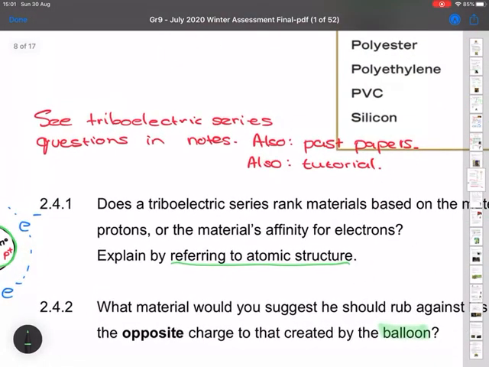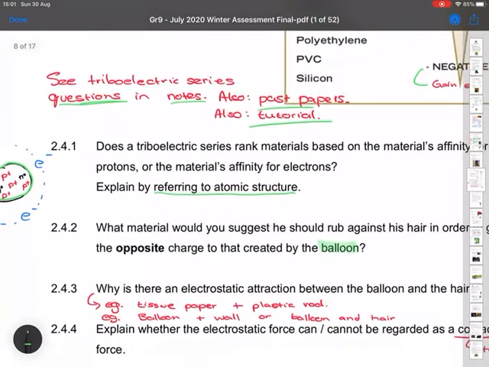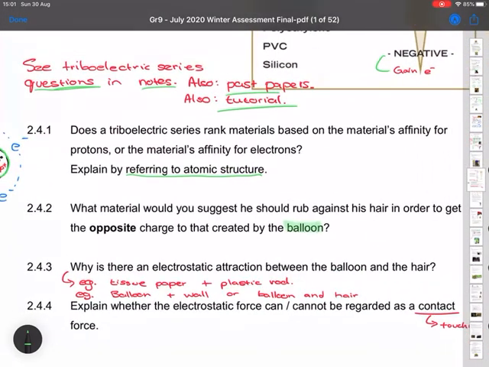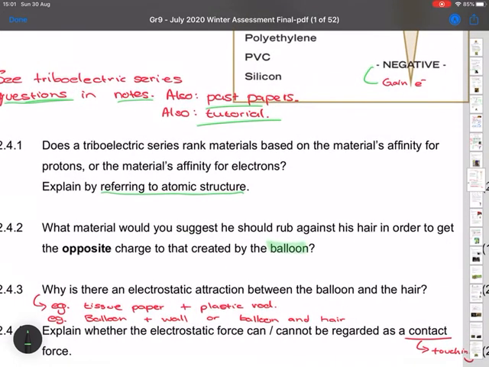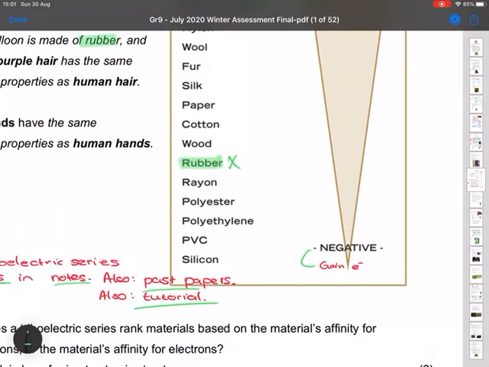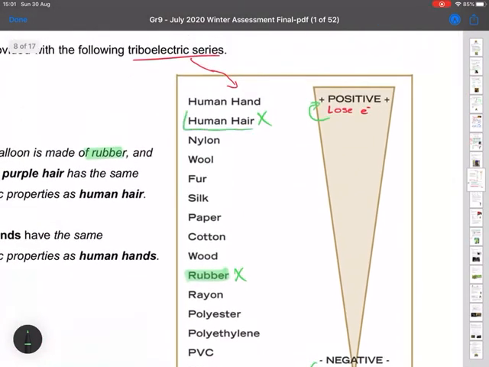It's a good idea, if you're battling a little bit with this, to see the triboelectric series questions that are in your electrostatics notes and the past papers and the tutorials that we gave you. These are very similar questions all the time. What material would you suggest he should rub against his hair in order to get the opposite charge to that created by the balloon? So here's hair in the green box, and there's rubber. So that would mean that the hair would become positive if you rub it against rubber, because the electrons would be lost by the hair and transferred to the rubber.